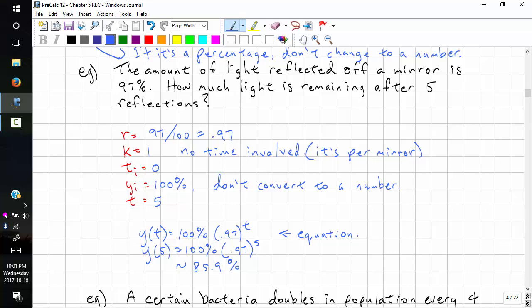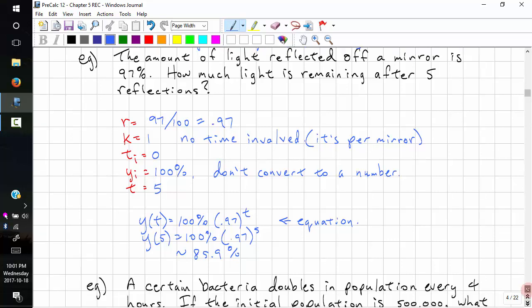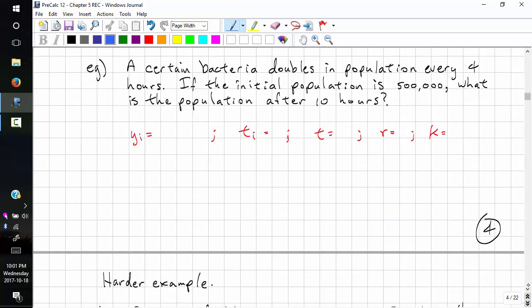Let's take a look at another example. A certain bacteria doubles in population every 4 hours. If the initial population is 500,000, what is the population after 10 hours? Okay, so we have 500,000.